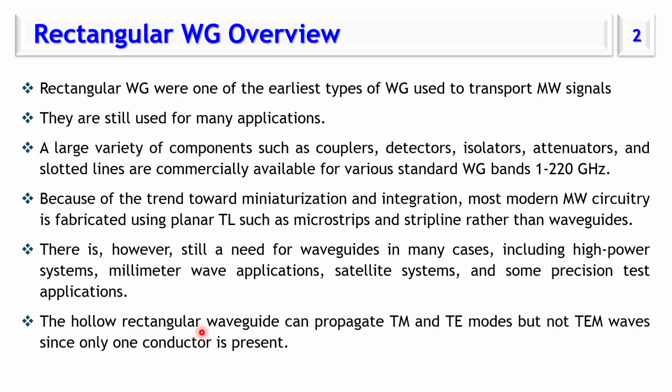Rectangular waveguide is one of the earliest types of waveguide that has been used in transporting microwave signals. They are still in use. Many different components are based on waveguide, like couplers, detectors, isolators, and so on.